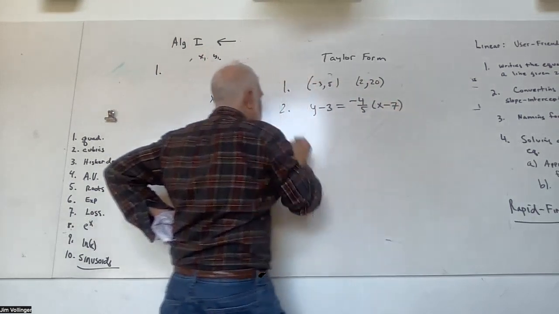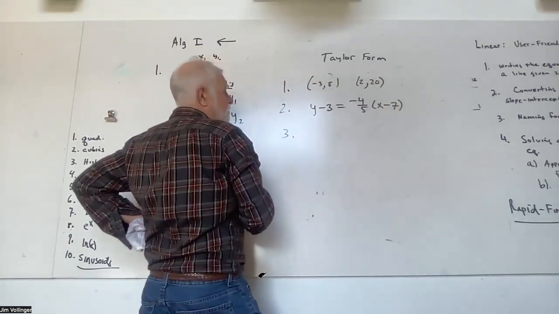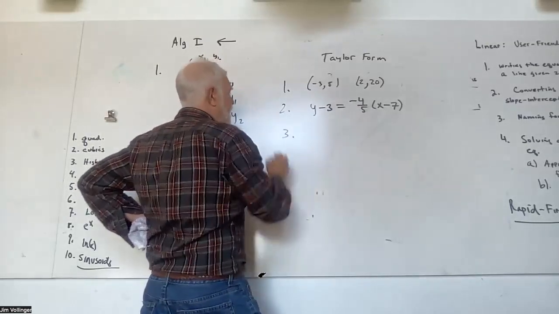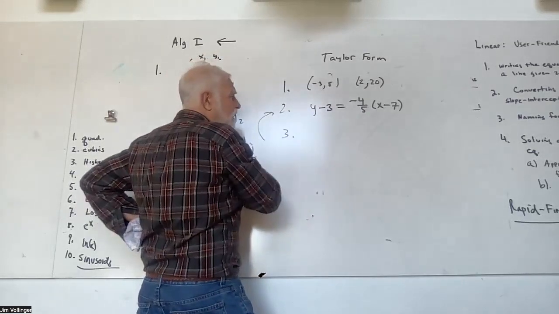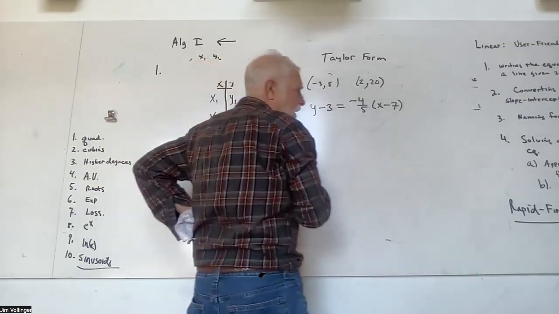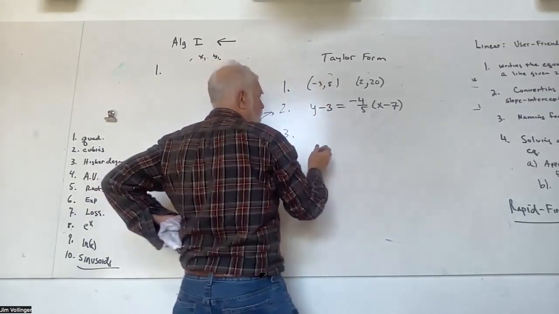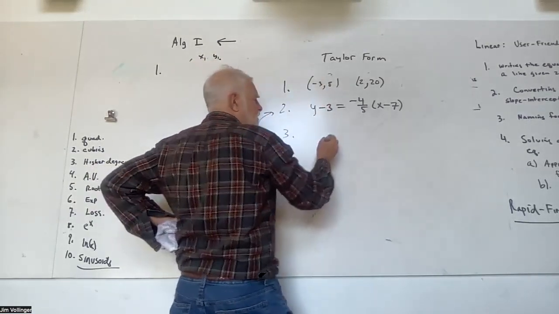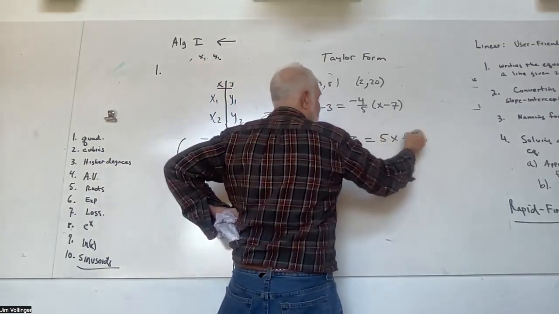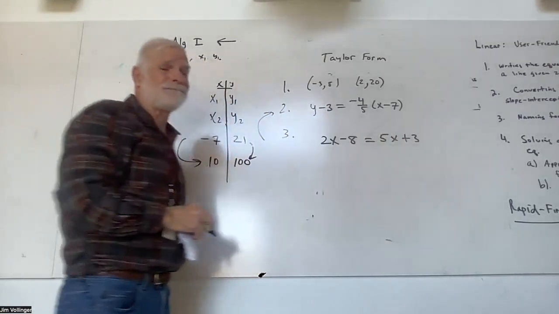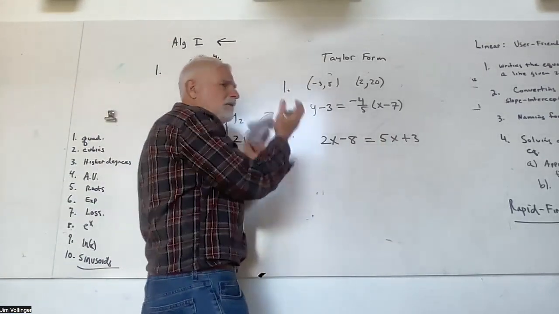Okay, that's number 2. Number 3, name 4 points on that line, so I don't have to write anything else first. Then we'll go to solving a linear equation. Let's give you a toughie: 2x - 8 = 5x + 3. That's a little different than what we just did. You pause the video and go ahead and try them.